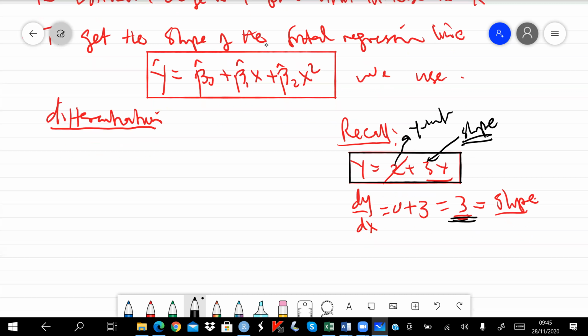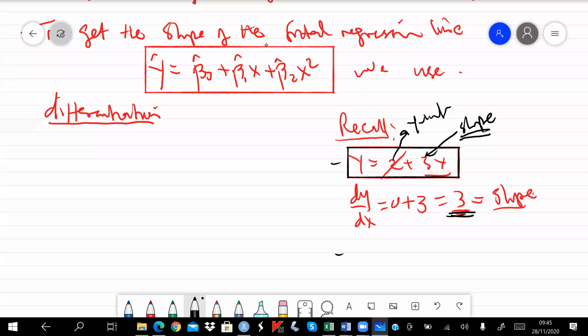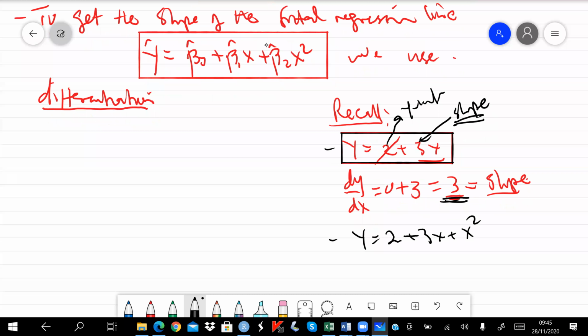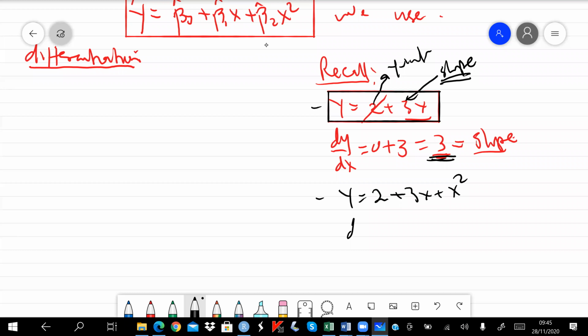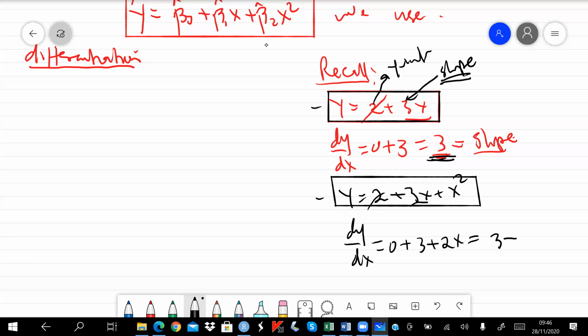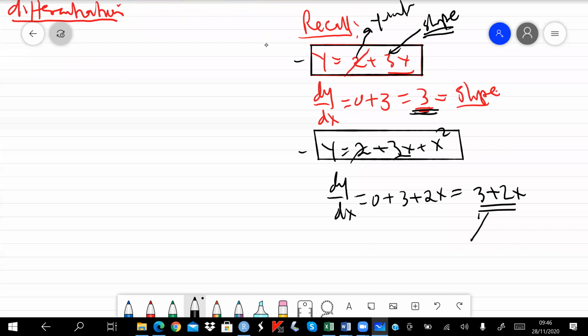Okay, so even when you have higher order, like y is equal to 2 plus 3x plus x squared, if you want to find the slope of this line, it will be dy/dx, which is equal to 0 plus 3 plus 2x. So the slope of this quadratic function will be 3 plus 2x. And you can only find the actual slope if you are given x, for a given value of x.